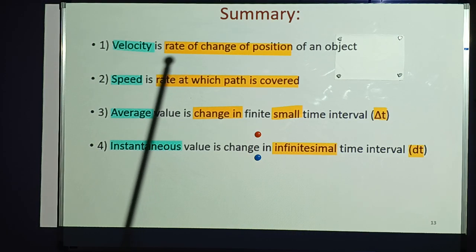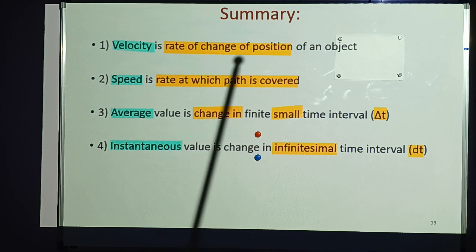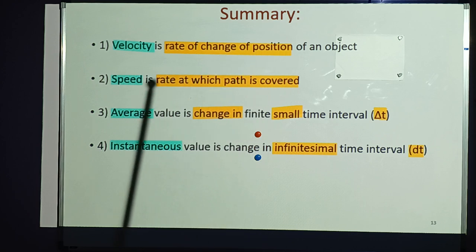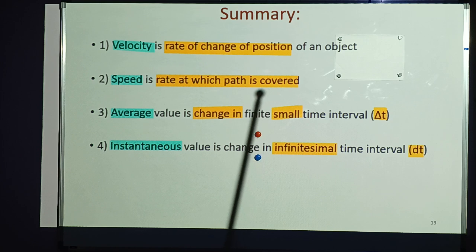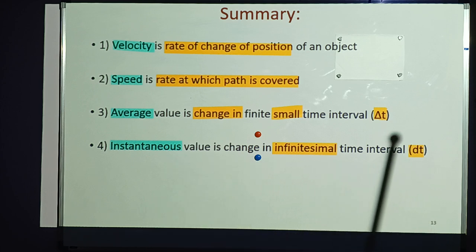To summarize, velocity is the rate of change of position of an object, that is, change in position divided by time. Speed is the rate at which the path is covered, so path changed by time. Average value is a change defined for a small time interval, delta t. Instantaneous value is a change for a very, very small time interval, which is dt. Delta t in the limit delta t tending to 0 is the same as dt.